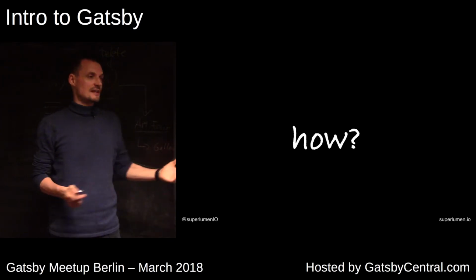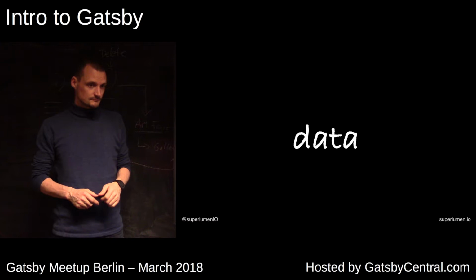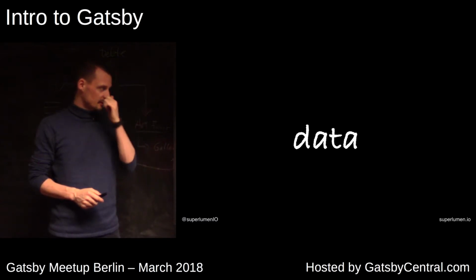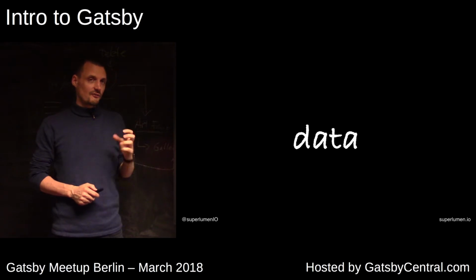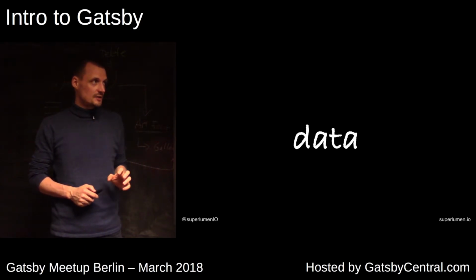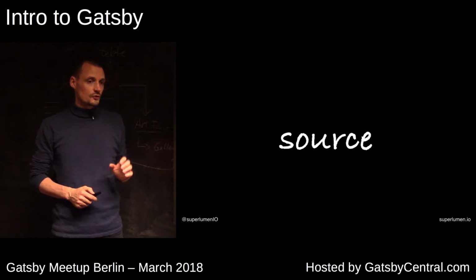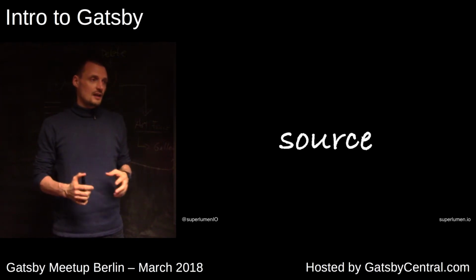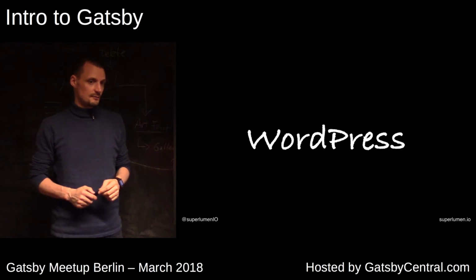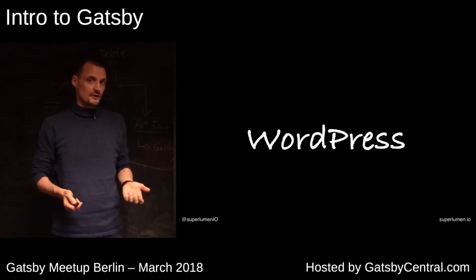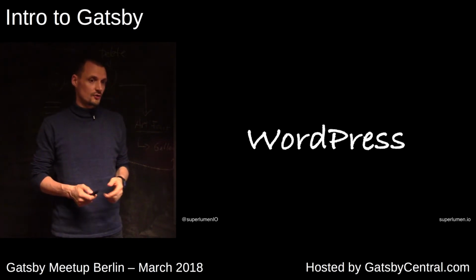So the question is, how does Gatsby do this? And the first thing to talk about in explaining how this works is how data works in Gatsby. The starting point for data into Gatsby is what are called source plugins. So data comes from sources. That's the Gatsby terminology for where data comes from. And those sources can be quite varied in their type. One example is WordPress. You can use a WordPress site as a source for Gatsby.